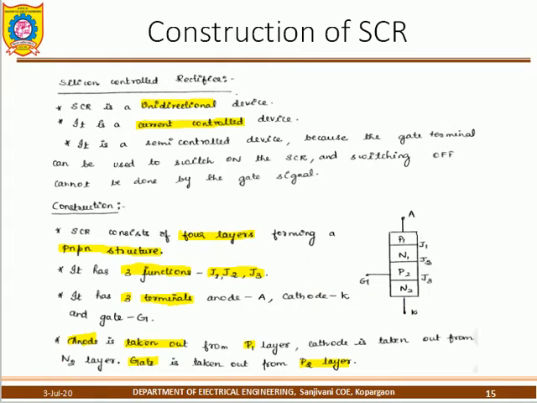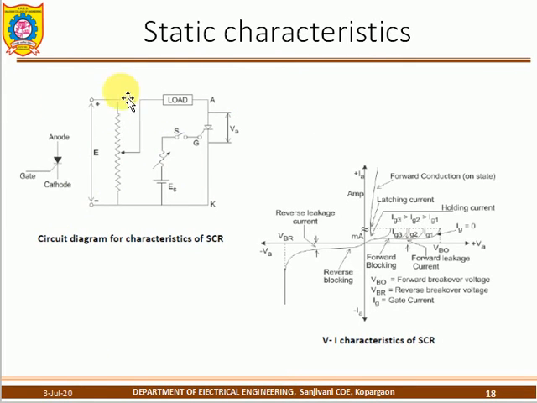So we'll go to the forthcoming slide. We'll see the static characteristics. This is the static characteristics diagram. Here is the thyristor, or you can call it an SCR, with anode, cathode and gate terminals. So how is the gate terminal connected? The gate is connected through a variable resistance to a DC source, and the source is connected to the cathode.